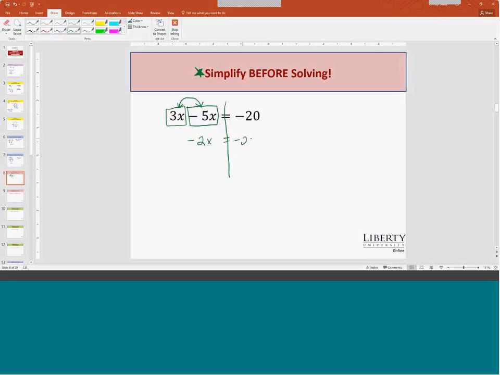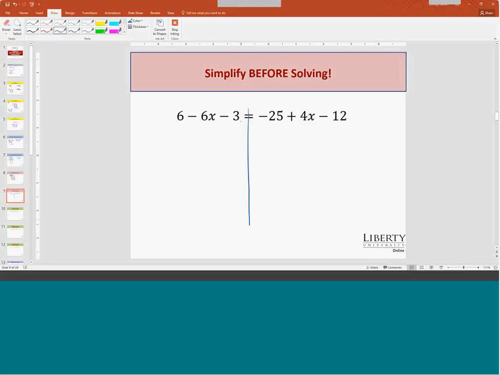That side is already simplified. The other side is negative 20. Now I can start solving, because I've simplified the left side of the equation by combining like terms. So I'm going to divide both sides by negative 2 to undo multiplying x by negative 2. This is going to give me x on the left is equal to negative 20 divided by negative 2, which is a positive 10. And so that is your final answer. So we need to simplify before solving. Let's do another example. We'll simplify before we solve.